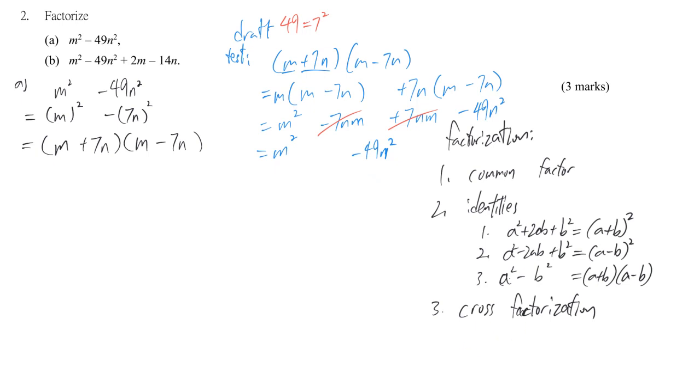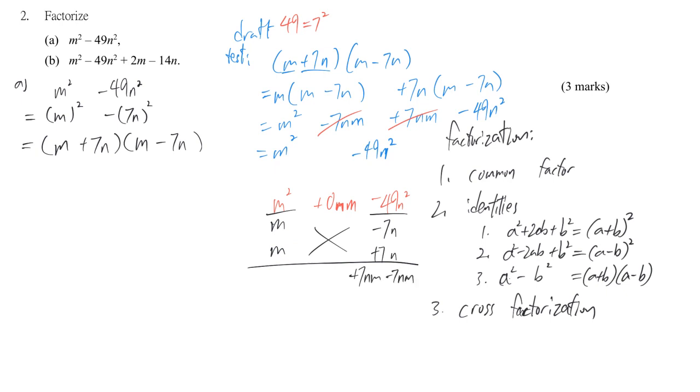Or if you use the cross method, you can think about it. m squared plus 0 times nm, because we don't have that term, and then minus 49n squared. We have to think what times what gives us negative 49. So if we use the cross method, we may think about negative 7 times positive 7. And then we check the middle term by cross method. m times positive 7, we have plus 7nm. m times negative 7, we have minus 7nm. It gives you 0nm, which is the same as the question here. So this is correct.